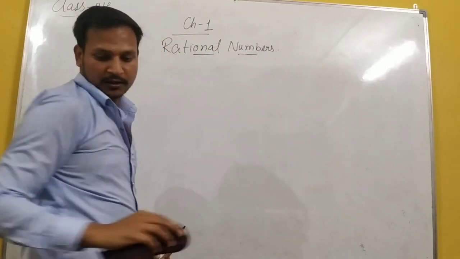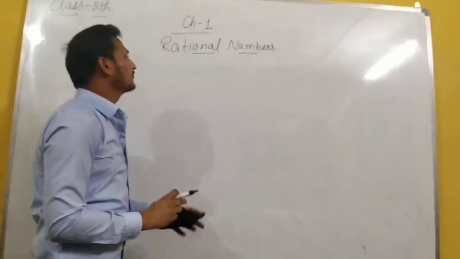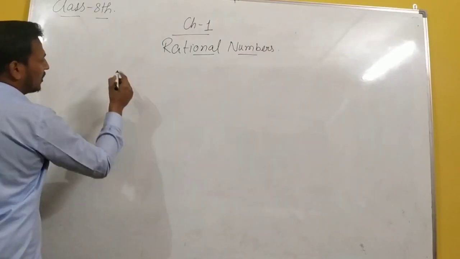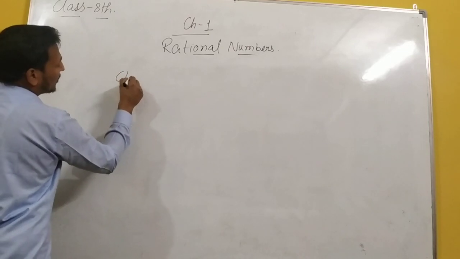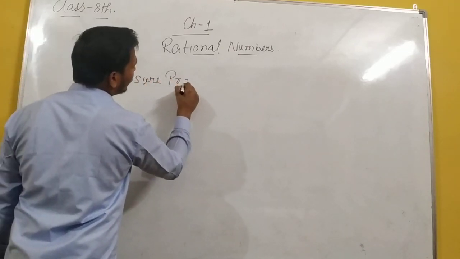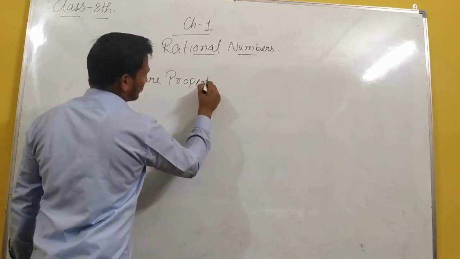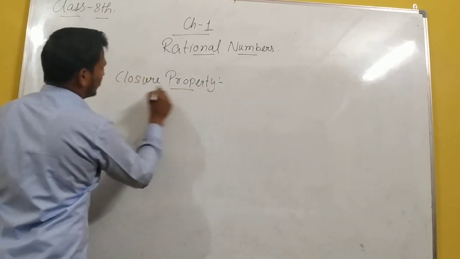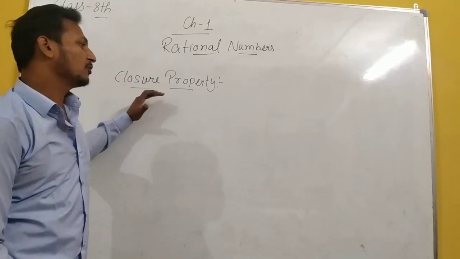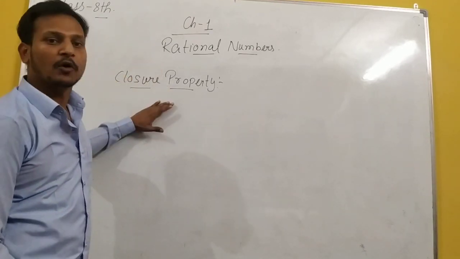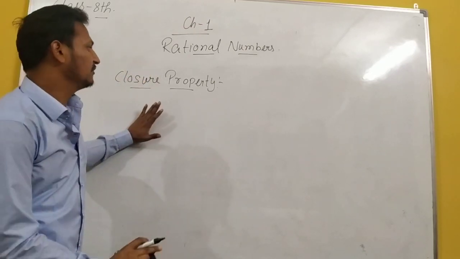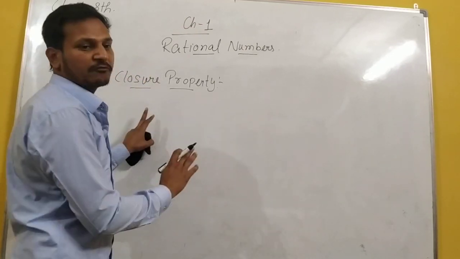Okay, let's come to some properties of rational numbers. Our first property is the closure property. It is going to be a bit difficult to understand what closure property is, but if you try to understand with me, it will be easy for you. We will start with an example.